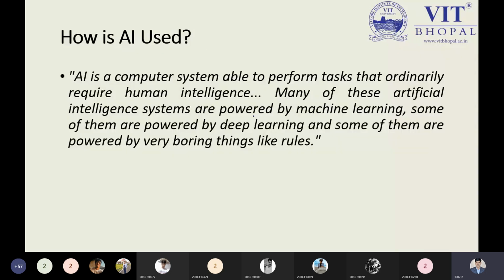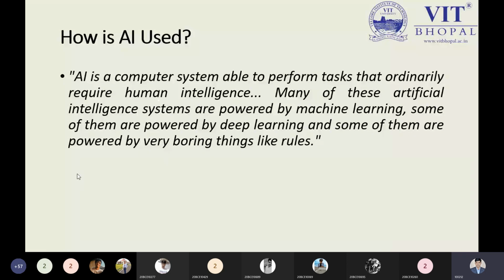So how is AI used? This is my question. I've already given this point over here. Just read and tell. AI is a computer system able to perform tasks that ordinarily require human intelligence. Many of these artificial intelligence systems are powered by machine learning. Some of them are powered by deep learning, and some of them by very boring things like rules. Read the points and tell me. How is AI used? How can we use AI?